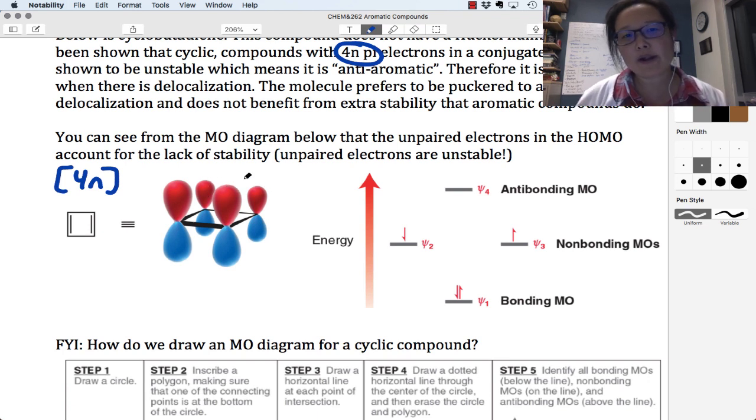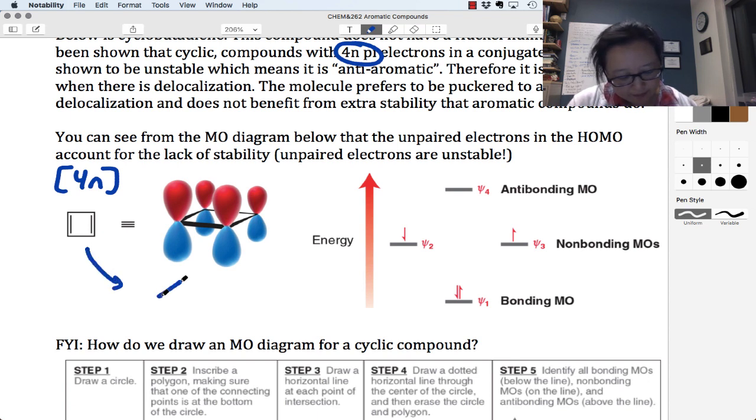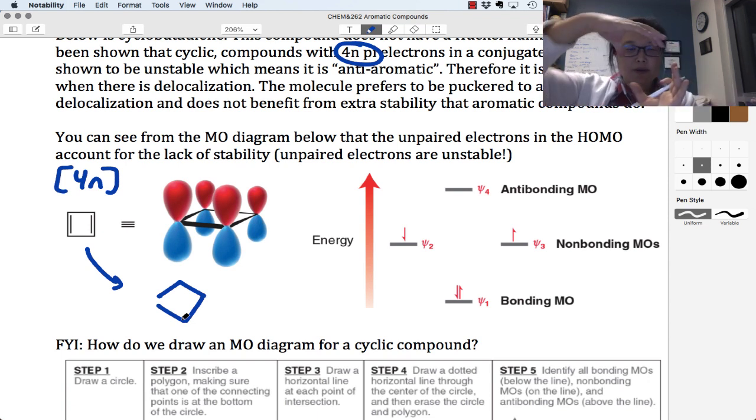So you can see where that instability comes from. It comes from the molecular orbital diagram for cyclobutadiene. So let's take a look at this molecule. If we do a Frost diagram, that means take the molecule and turn it so that one of its points is on the bottom.